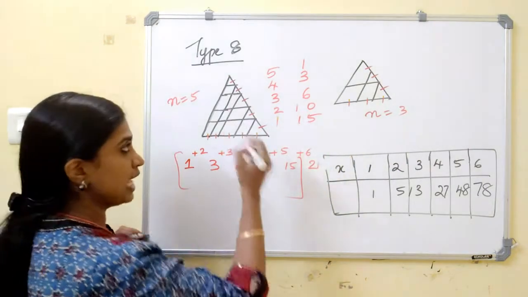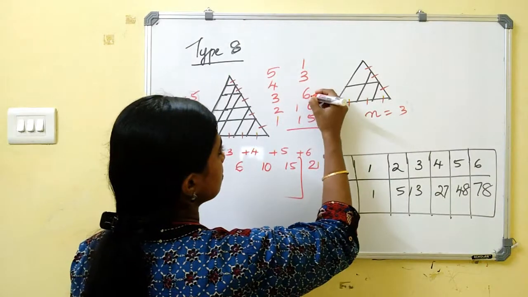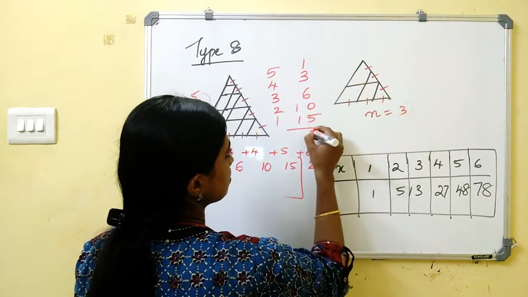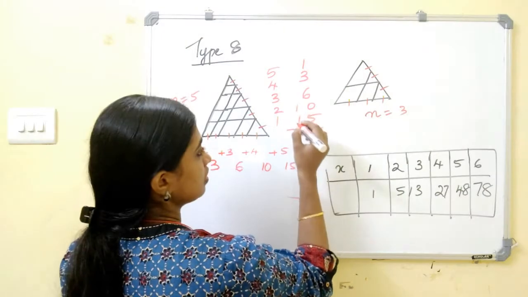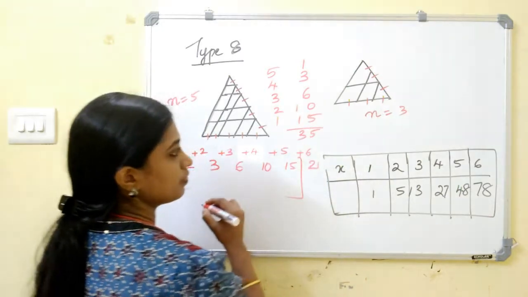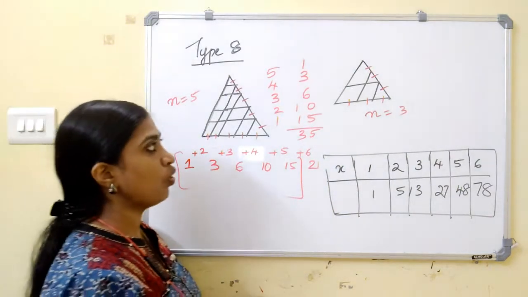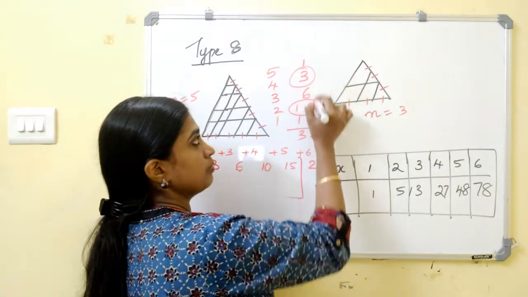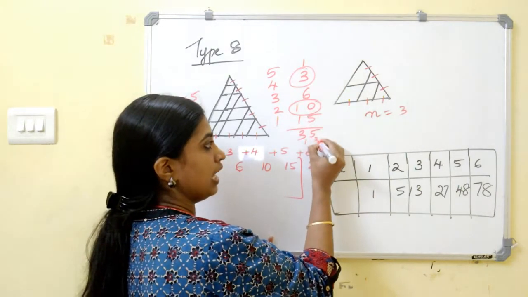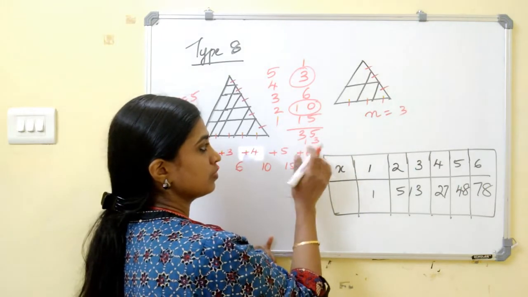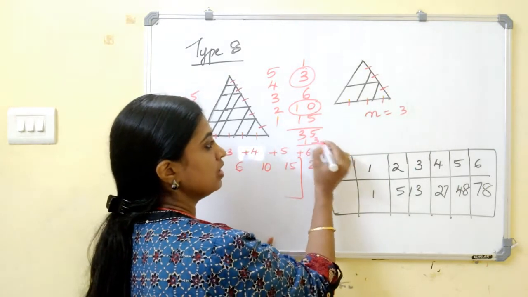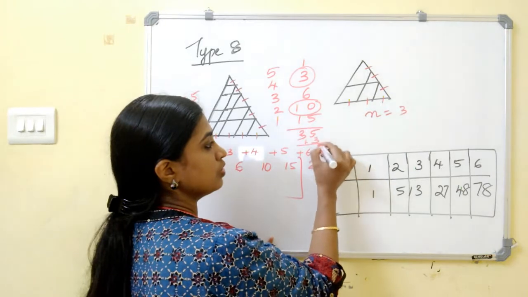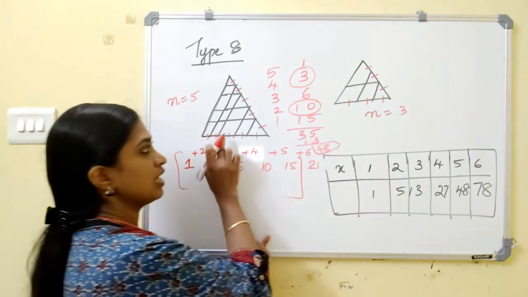Okay, let us add this. The sum is 35. Then take the alternate numbers, this and this: 10 plus 3, 30. Add it with this: 5 plus 3, 8, 3 plus 1, 4. 48 is the number of triangles present in this figure.